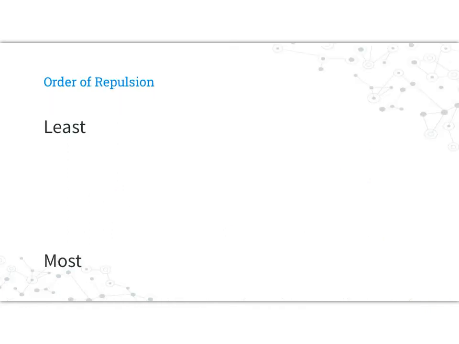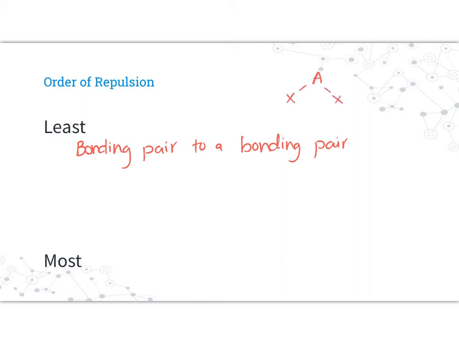All right, so the order of repulsion is talking about electrons. Again, remember VSEPR is based on electron repulsions. So who repels one another the least? Well, this would be a bonding pair to a bonding pair. So for instance, in our AX3, these guys repel each other the least.